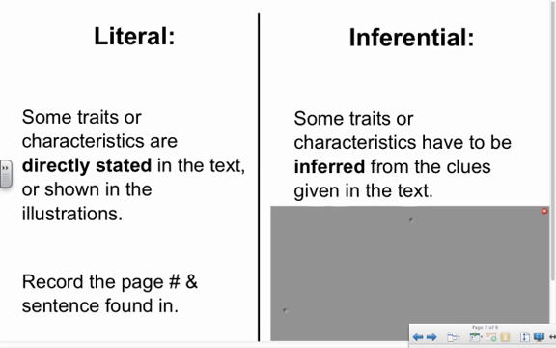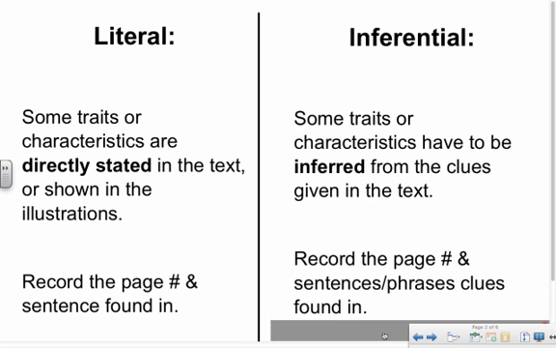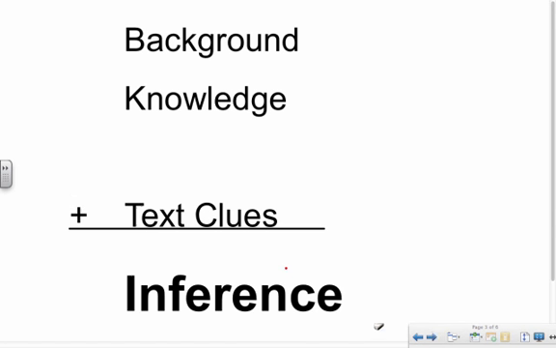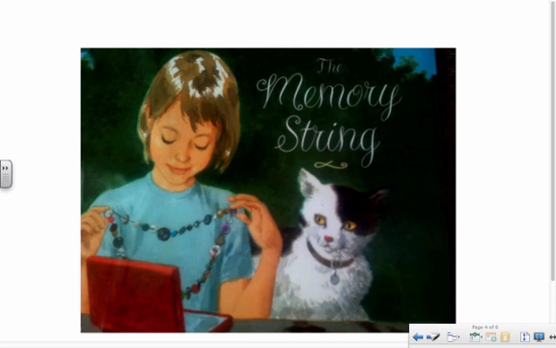Other descriptions that we have about characters are those that we infer, those that we get from clues and the combination of our own background knowledge. And we record these as well, still along with the page number that those clues come from. Just a reminder that we infer when we combine that background knowledge with those clues from the text, and the clues are what we record.